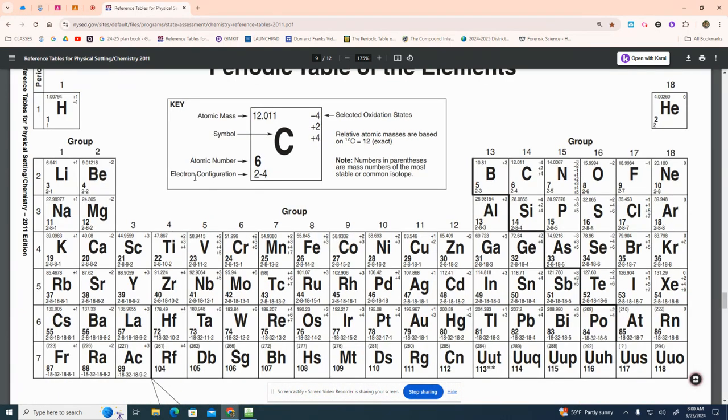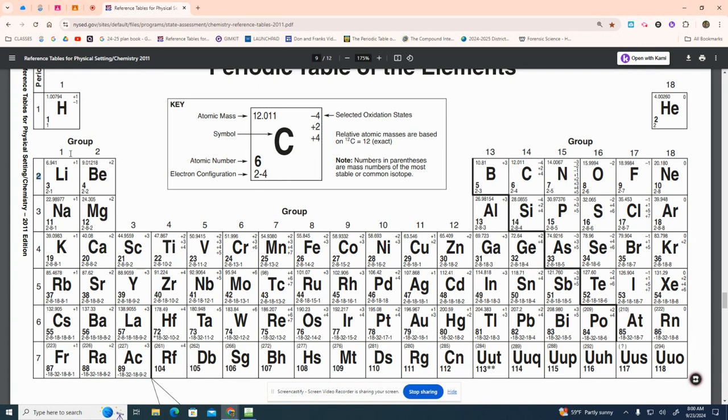Carbon is in this second row. You see this 2 right here? That row is called a period. That's why this is called the periodic table, because this is period number 2. The third row is period number 3, the fourth row is period number 4, and that one up there is period number 1.